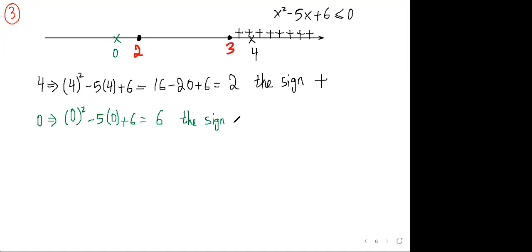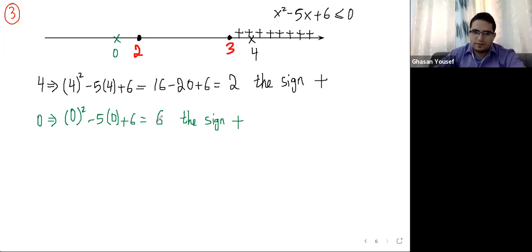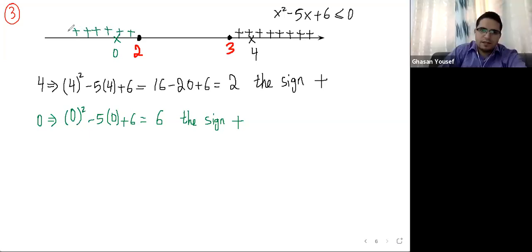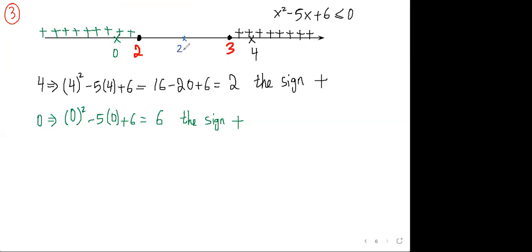What's the sign here for 6? Is it positive or negative? Positive. So here it will be positive. So any number less than 2 will be positive. Now pick any number between 2 and 3. 2.5.